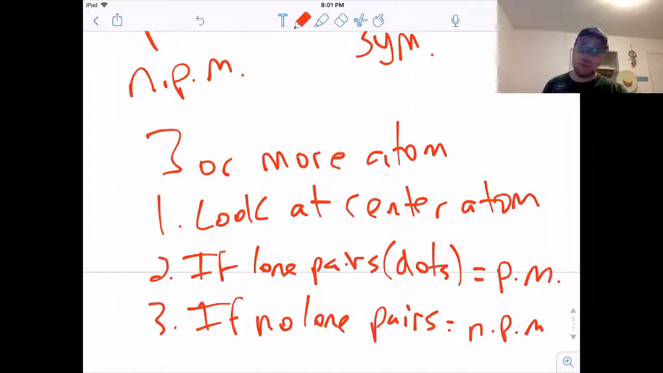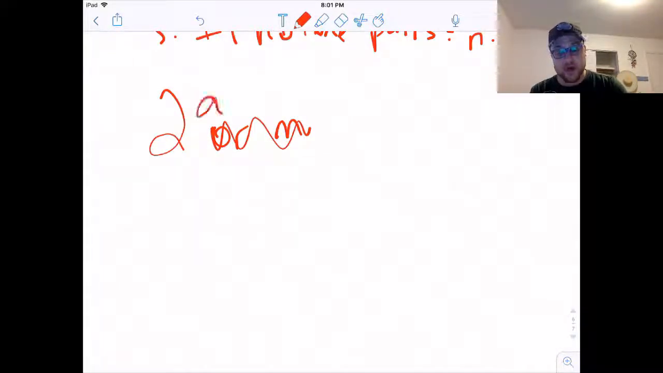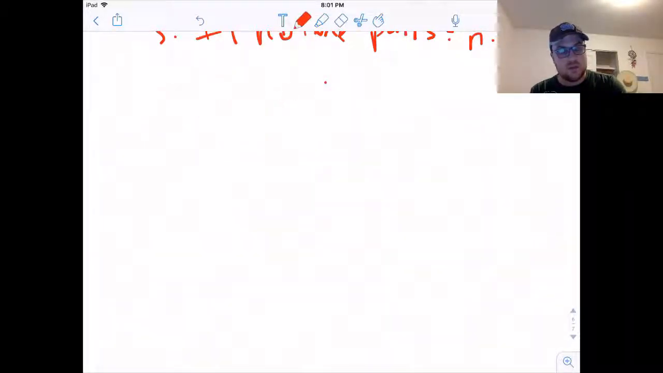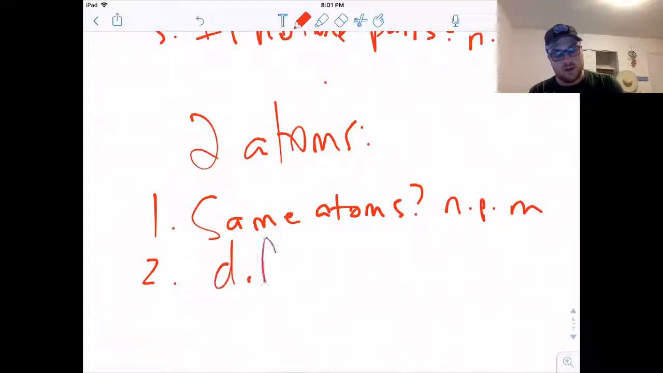You're not going to see too many different examples of polar and nonpolar, because it gets a little gray. But if there's just 2 atoms, not 2 or more, just 2 atoms: one, same atom, like F2, Br2, O2, same atoms on both sides, it's a nonpolar molecule. Two, different atoms, then it's a polar molecule.